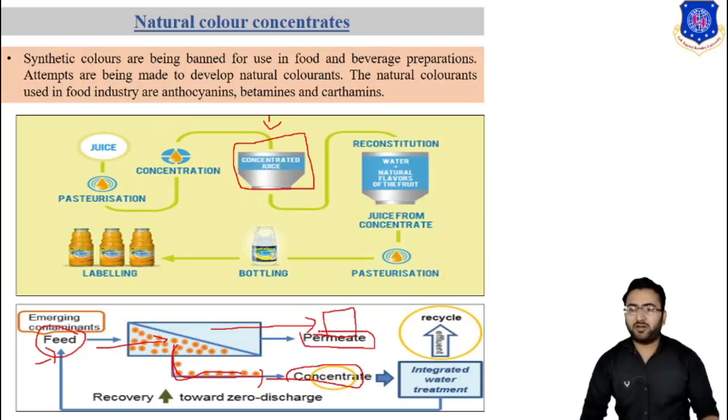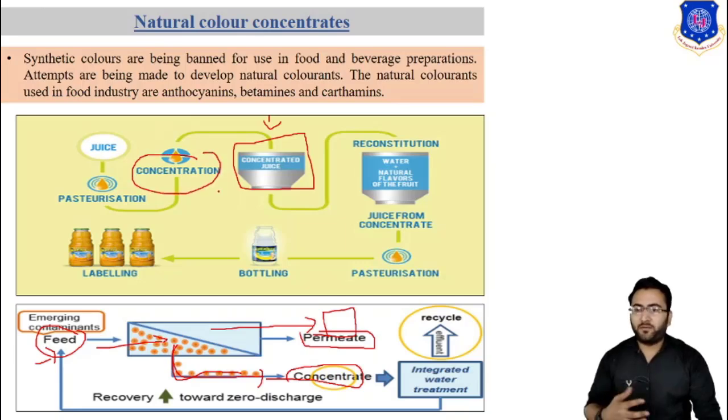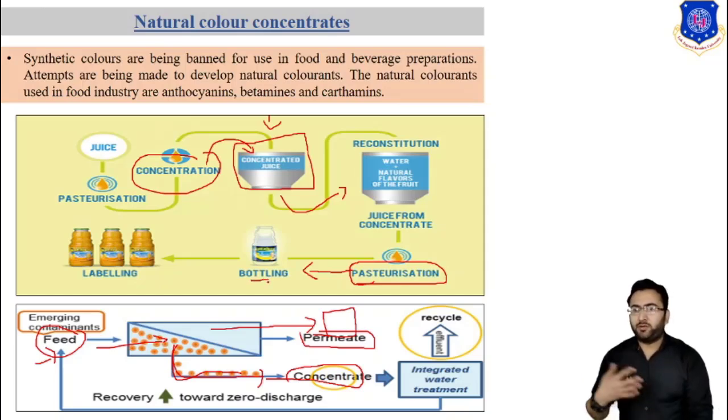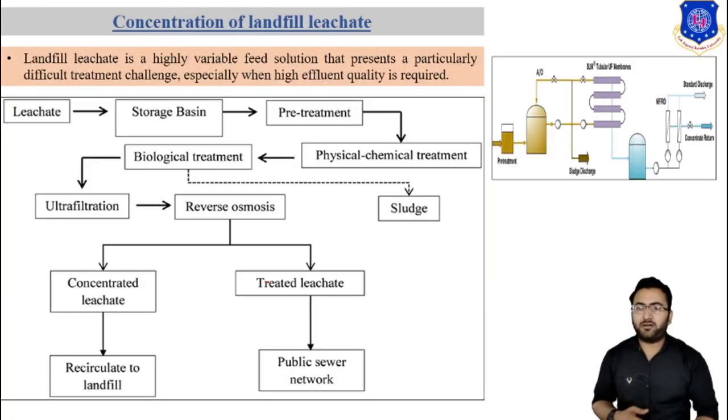In natural color concentration, first the color is pasteurized, then pre-treatment is done, then concentration of the color occurs. Then we add other constituents to maintain pH, and we again pasteurize the material and go for bottling and packaging. So this is how reverse osmosis is used and is beneficial for natural color concentrate.